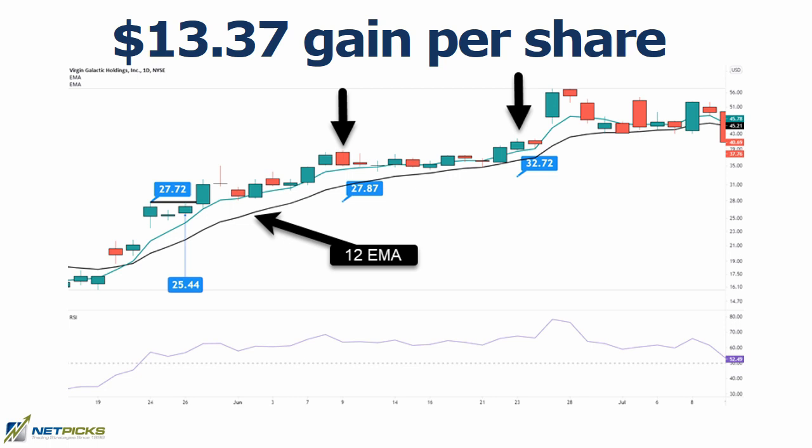Just for the record, this chart actually stopped out at $41.09. So this was a $13.37 gain per share. What about sideways markets?